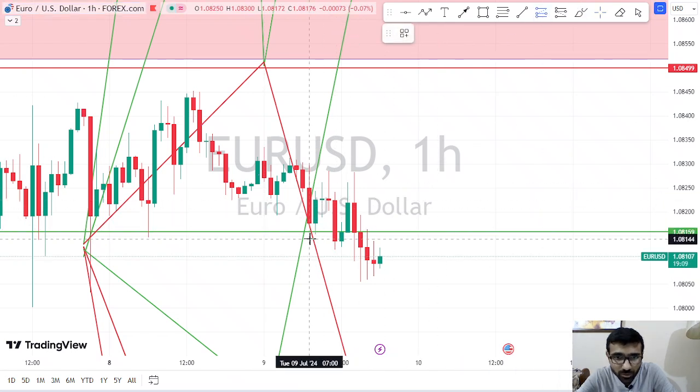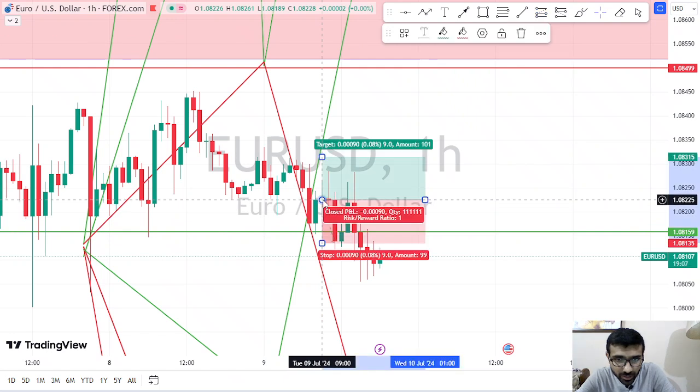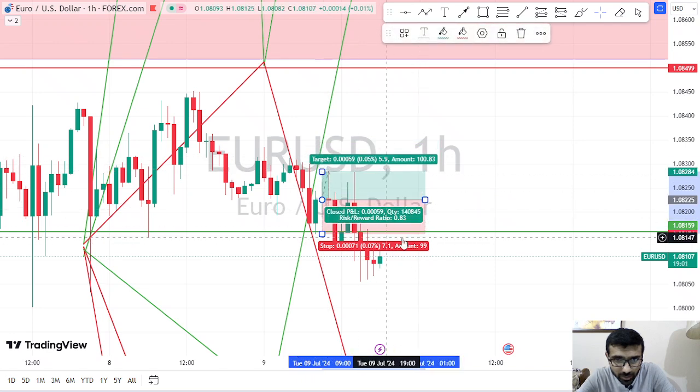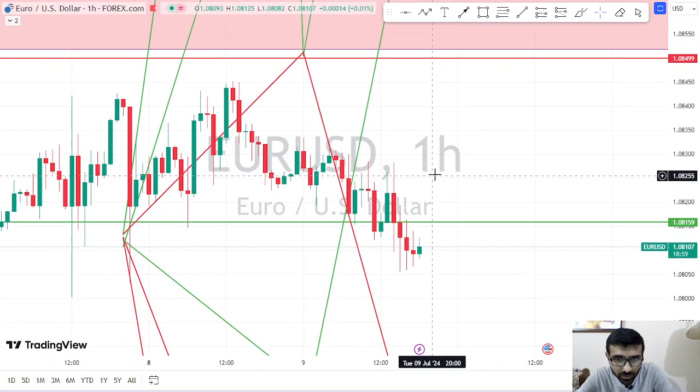Okay, and then afterwards you guys can see that once again market tested our area of short-term support and closed above. So from here we could again take a buying entry like this. Our stop loss will be just below this previous candle. Our take profit will be approximately over here, giving us a 0.8% profit.